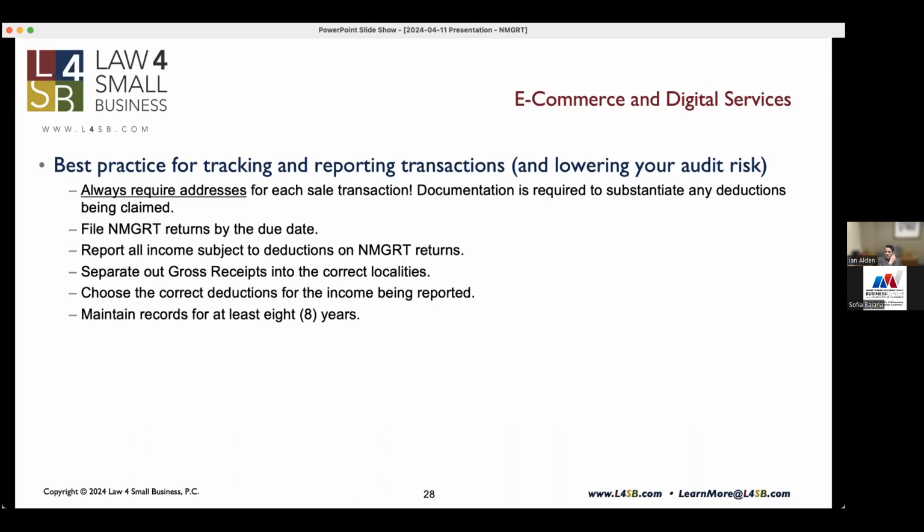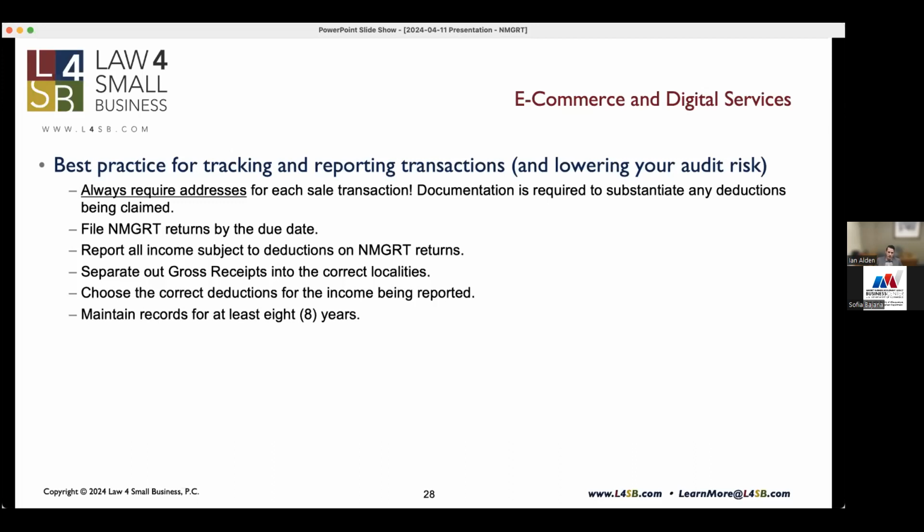Always file gross receipts tax returns by the due date, because Tax and Rev has a fondness for auditing non-filers more so than for filers who they think might be underreporting. If you're a non-filer, that puts you high up on their radar. So always file the returns by the due date. Always report the income subject to deductions. If the deduction applies, you still have to report that income.